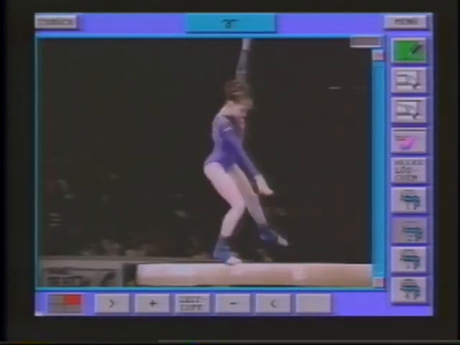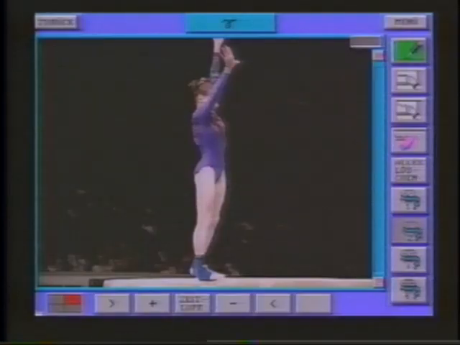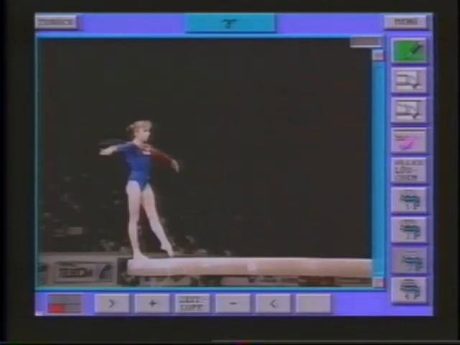Same mount, flight phase flatter than in the first example, unsure landing, minus 0.05 to 0.1. D remains D, still bonus points.